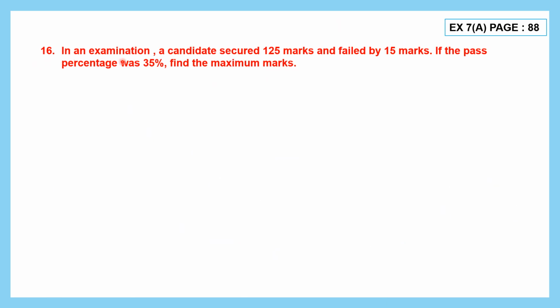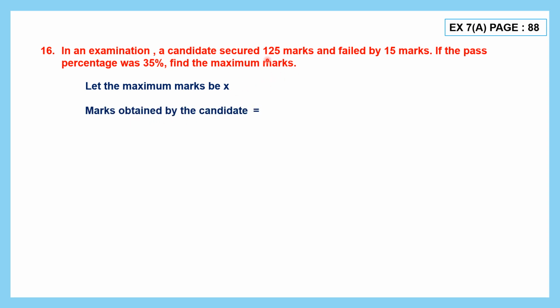Question 16. In an examination, a candidate secured 125 marks and failed by 15 marks. If the pass percentage was 35%, find the maximum marks. It's similar to the previous one. So let the maximum marks be x. We don't know. We're going to find that.